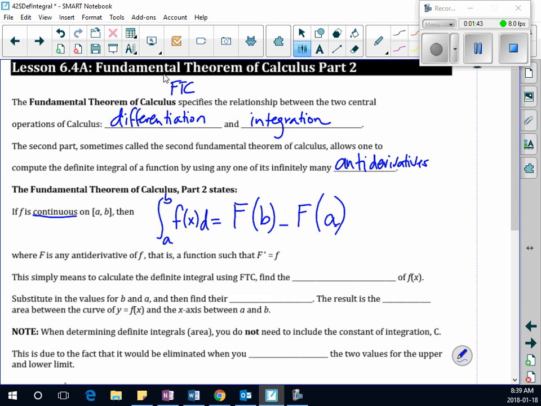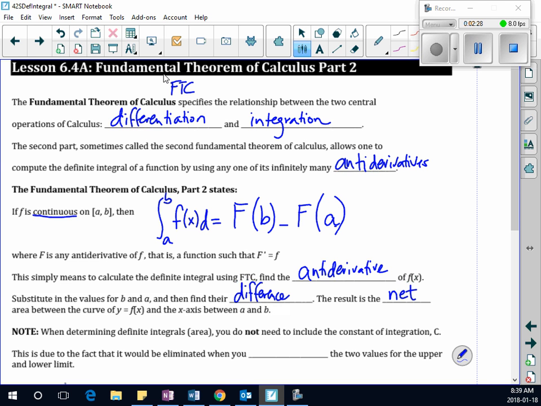Again, F is any antiderivative of f, that is, the function such that capital F prime equals f. This simply means to calculate the definite integral using FTC, find the antiderivative of f of x, substitute in the values for b and a, and then find their difference. The result is the net area between the curve of y equals f of x and the x-axis between a and b.